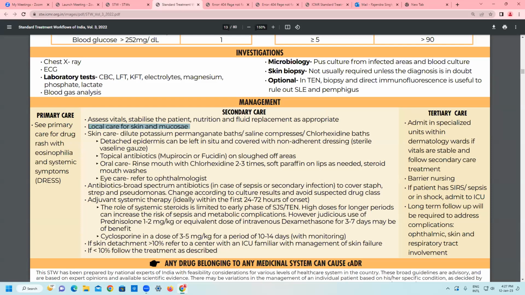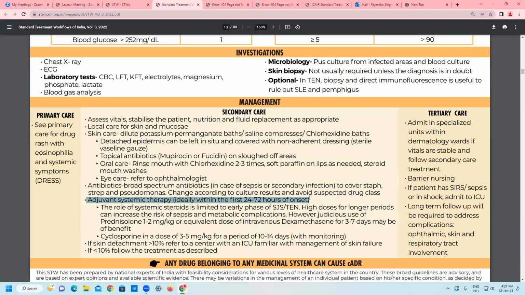Eye care is again important. One has to take a consultation of an ophthalmological colleague, because if there is mucosal involvement, that means the cornea is damaged or getting affected, then it is very important to take care of that to prevent blindness. So it is not only life-threatening, it is also organ-threatening.